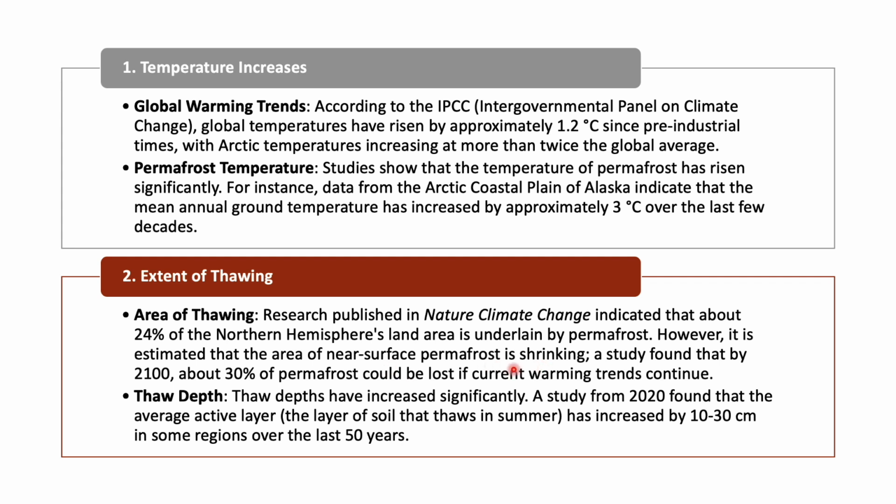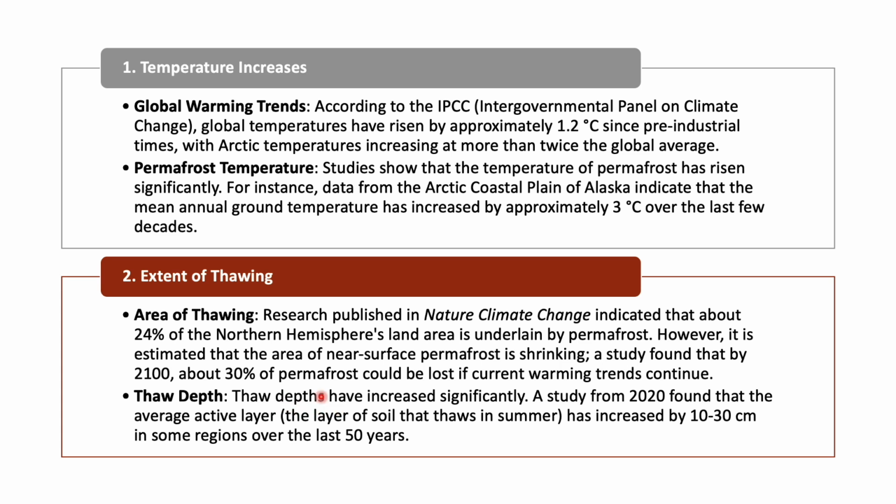That means the soil is getting warmed. So that means the ice is completely gone now, so that becomes like normal soil. A study found that by 2100, around 30% of the permafrost could be lost if current warming trends continue. And the thaw depth is also another thing; it has actually increased significantly.